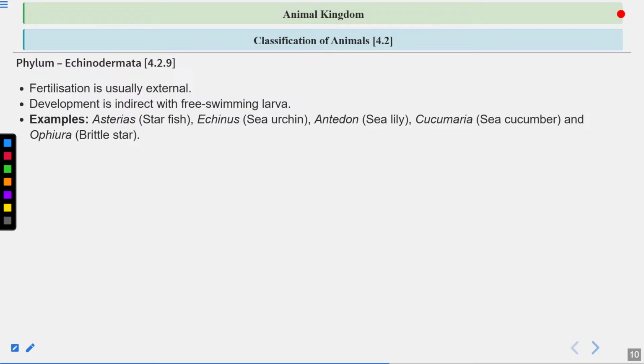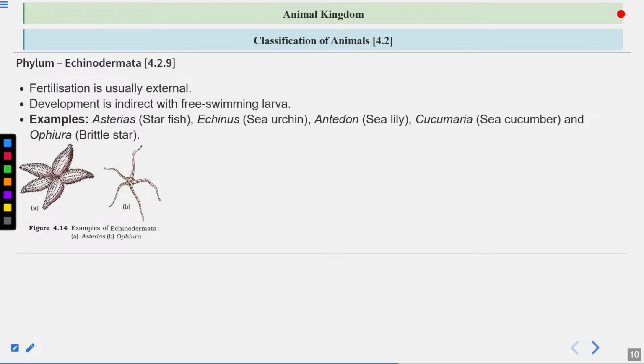Examples are Asterias, which is starfish, Echinus, which is sea urchin, Antedon, which is sea lily, Cucumaria, which is sea cucumber, and Ophiura, which is brittle star. You should remember the examples of echinoderms. These are the scientific names, and the common name is given in brackets. These examples we have already discussed. This is starfish and this is Ophiura, known as the brittle star.